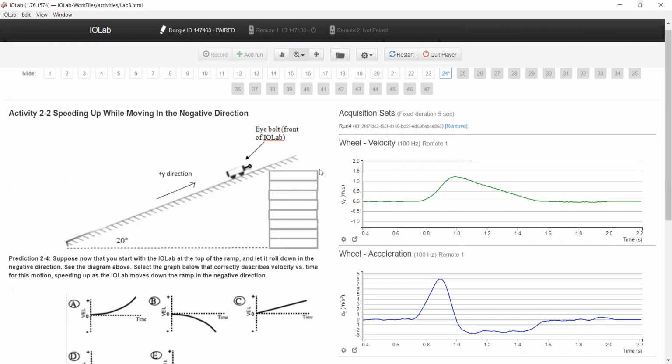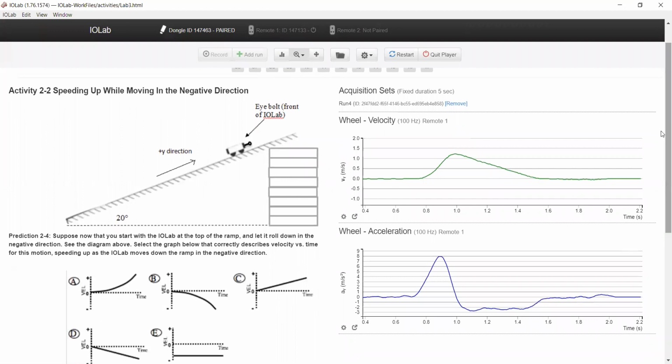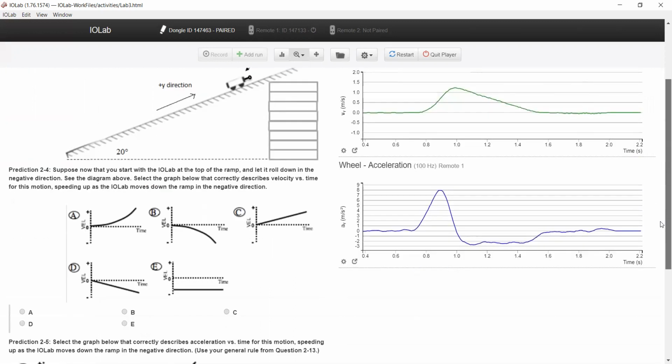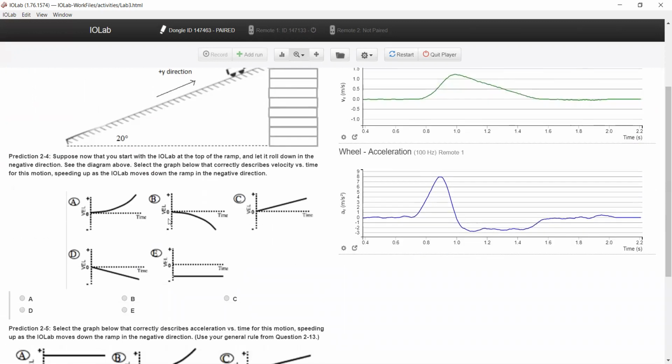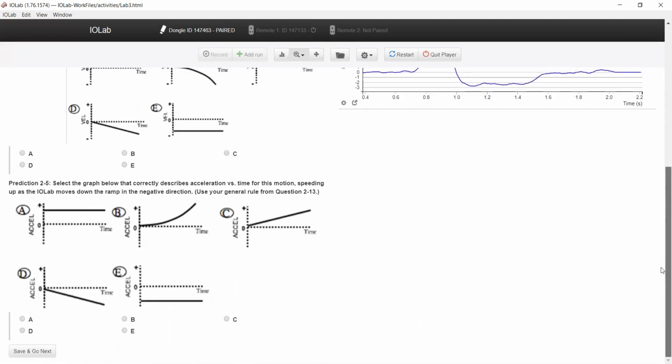So we have to make the prediction. I have already indicated the velocity is speeding up. Velocity will have the same sign as the direction of motion. If you are in the negative direction, the sign of the velocity will be negative. Then it is speeding up. Based on that, go ahead and make your prediction. For the acceleration, the rate of change of velocity is acceleration. So make your prediction for the velocity and the acceleration graph, and then click on save and go next.